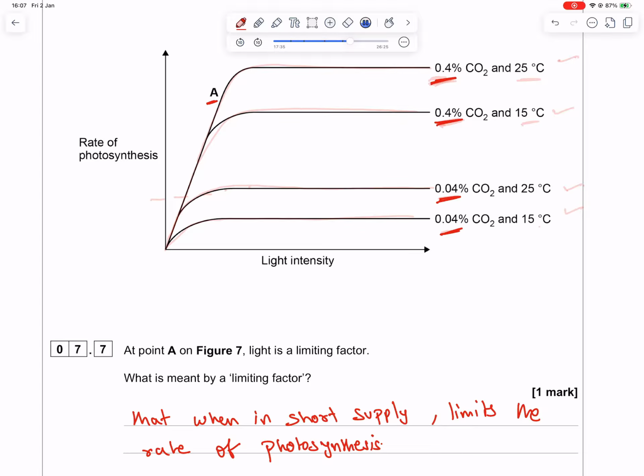So for example, you want to make 100 cakes, okay, and one cake requires 1 egg, but you only have 80 eggs, then you're limited to making only 80 cakes. So therefore, eggs become the limiting factor in manufacturing of the cake. Exactly, a limiting factor is a factor that when in short supply limits the rate of photosynthesis. So remember, the slowest factor controls the speed. That's the statement you need to remember.